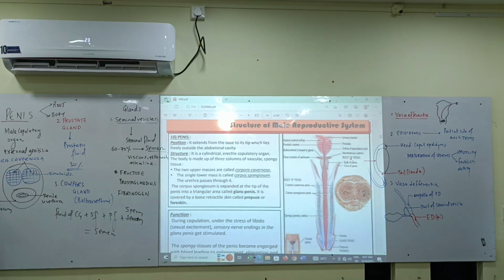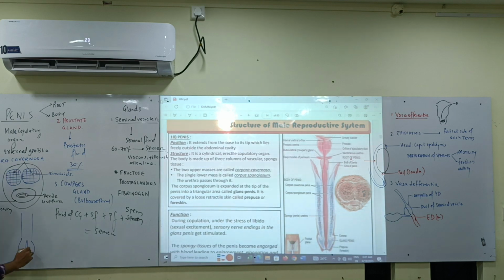Now another thing, children, the tip of the penis contains only the spongiosum, not the cavernosa. Which part? The tip of the penis contains only the spongiosum. Contains only what? Spongiosum. Not the cavernosa. As a result, the tip of the penis becomes swollen, bulbous, swollen like this.